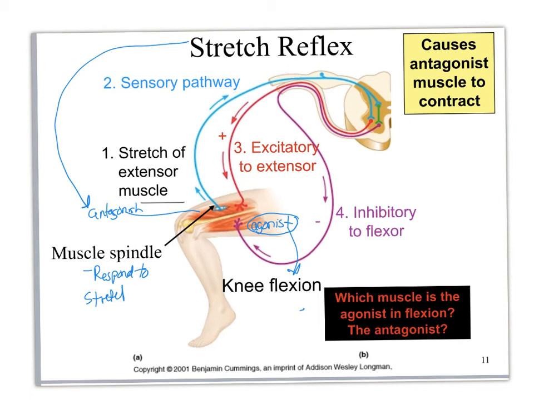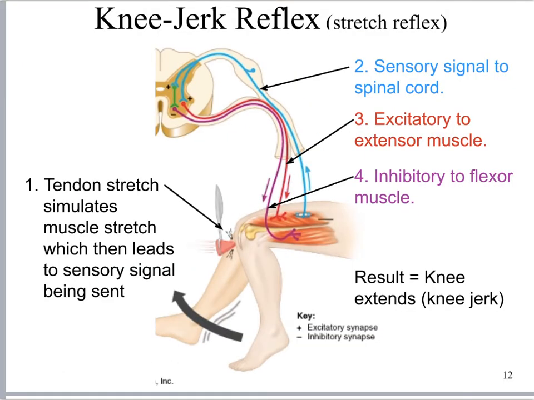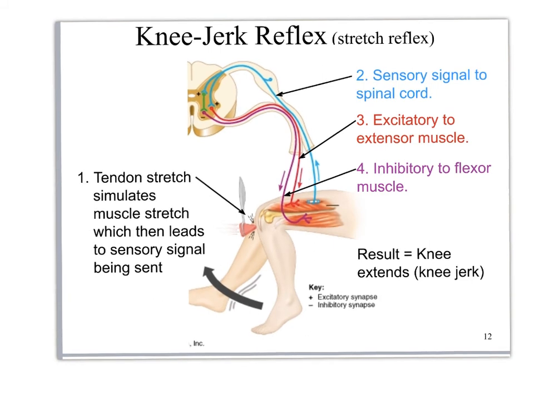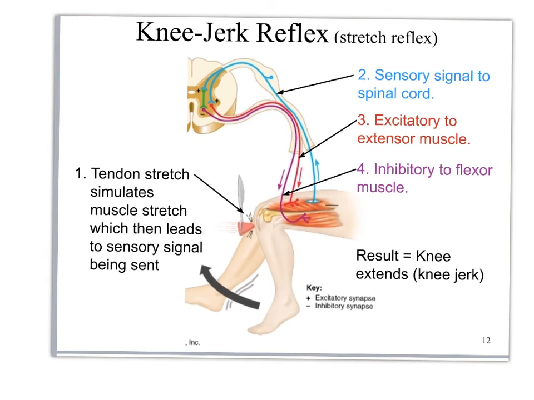Let's look at the knee jerk reflex, which is a variation of the stretch reflex. So here we're looking at it, and what you're seeing now is instead of the person flexing their knee, they are taking a hammer and they're tapping the patellar tendon. When you tap the patellar tendon, you stretch that muscle spindle. So there is still a muscle spindle right in here that responds to stretch.